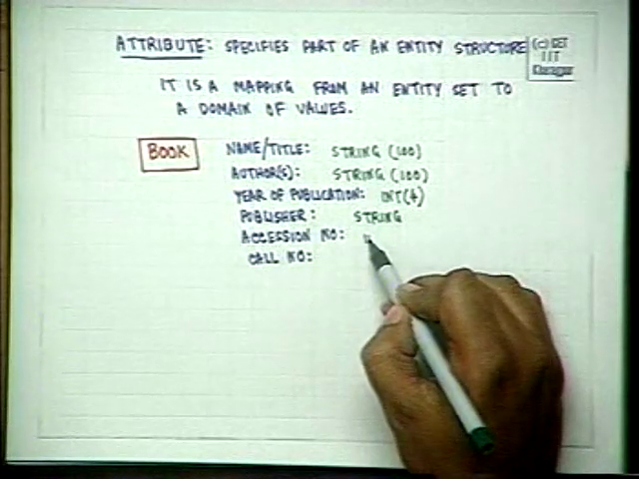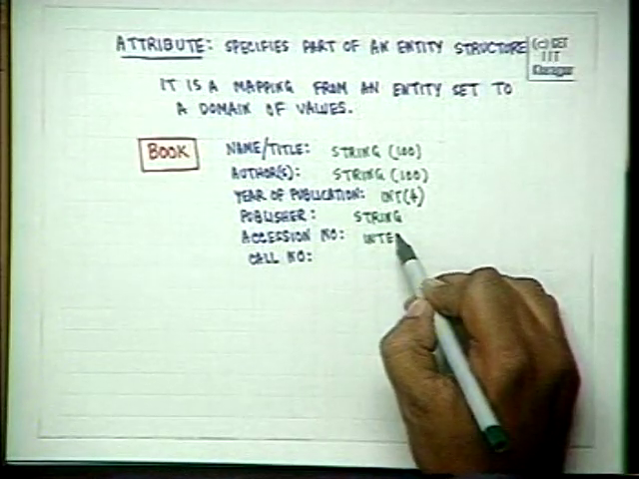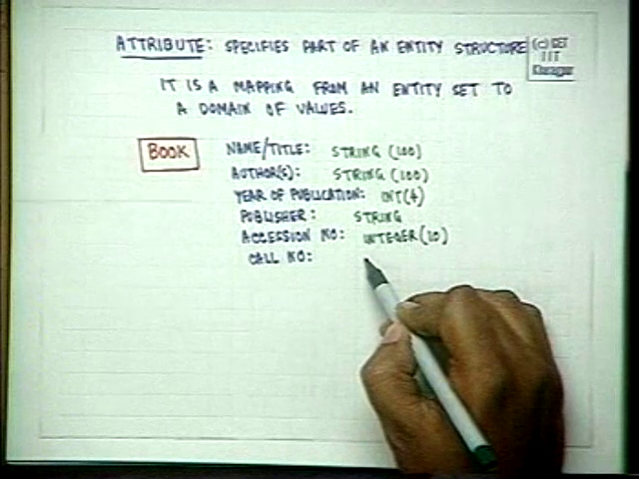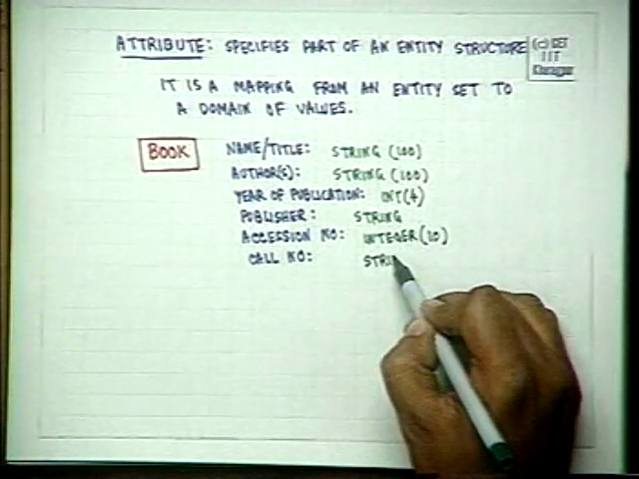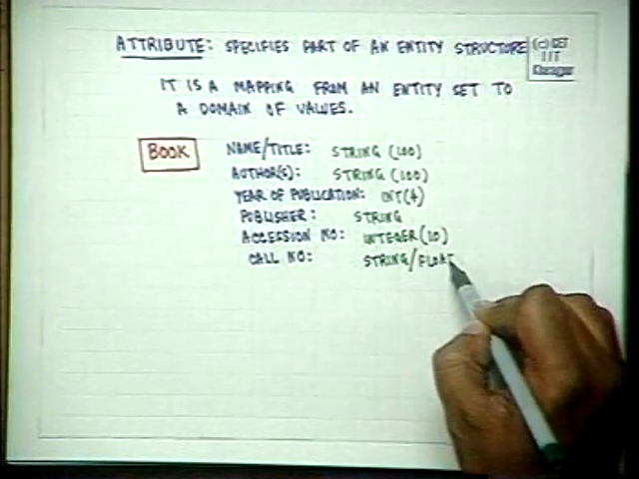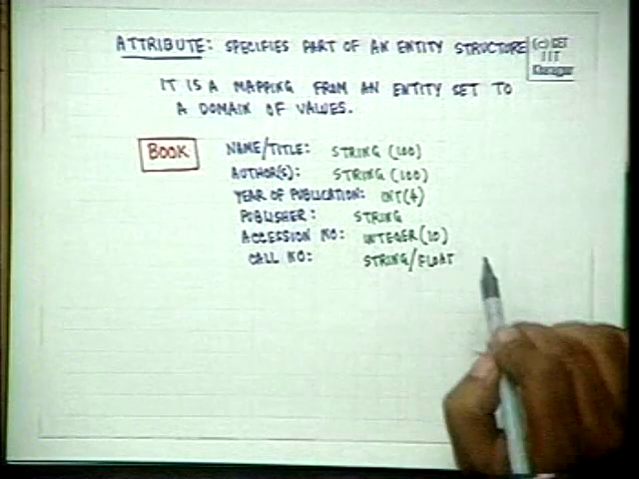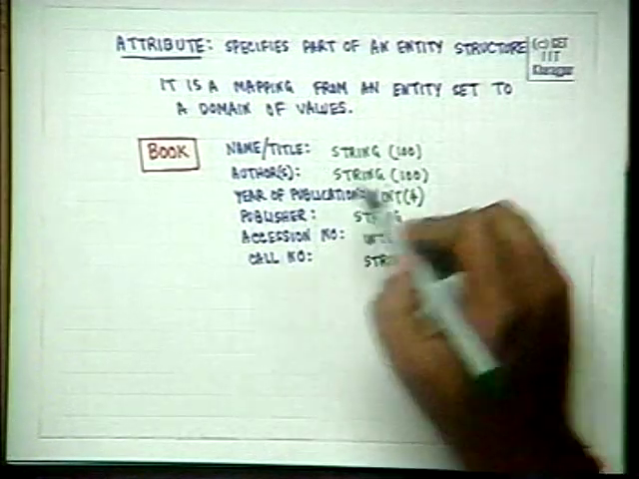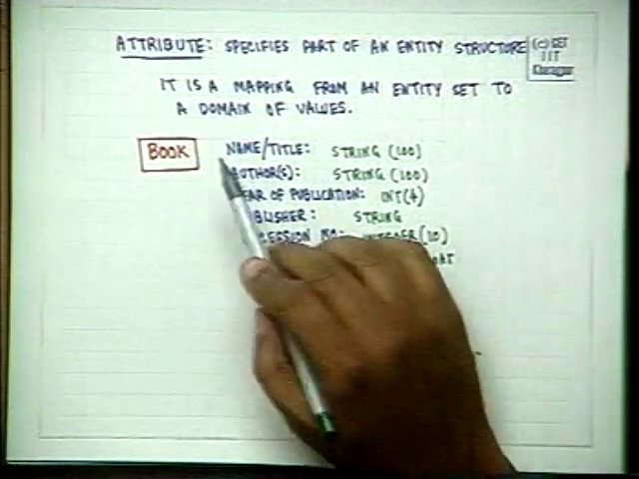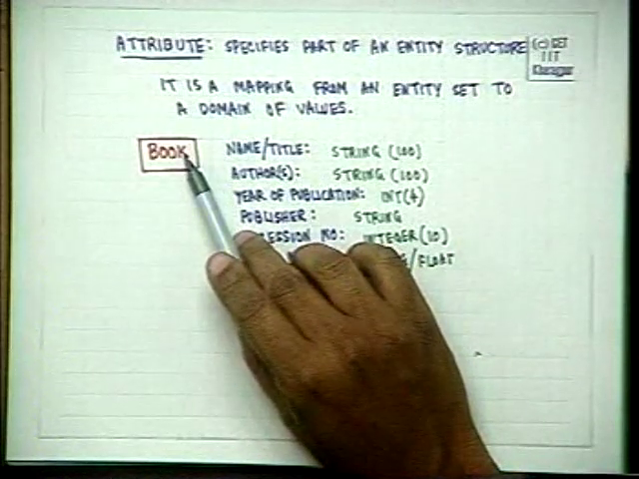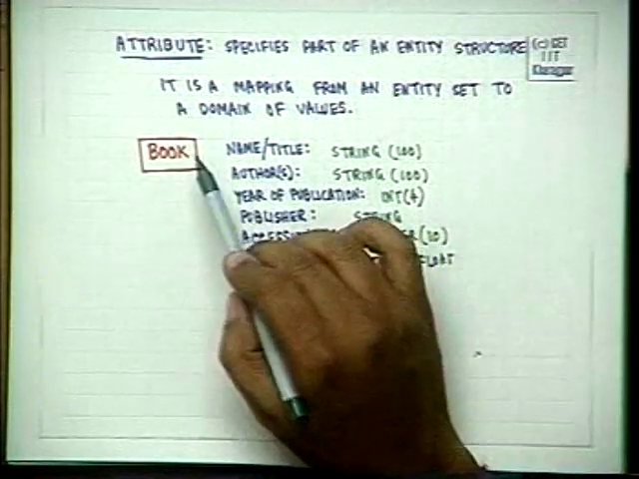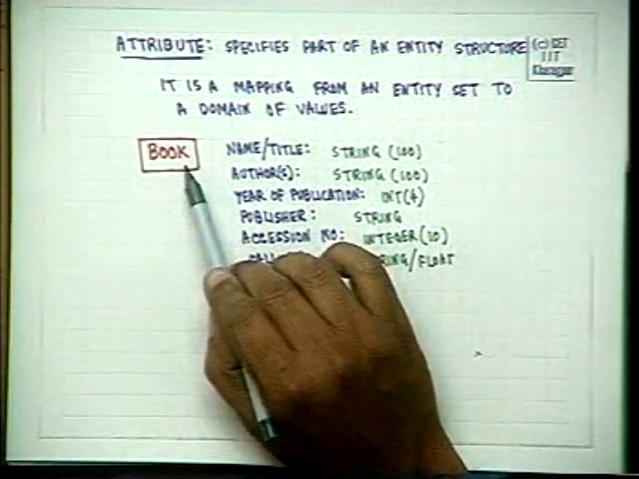This will be another integer of size, say, 10, and this will be another string or a floating point number, whatever you decide it to be. Normally it is a string. So, these are the domains in which this is mapped, and the domains form the set of permitted values which can be mapped from this entity set using this attribute. So, these attributes define the structure or type of any entity.